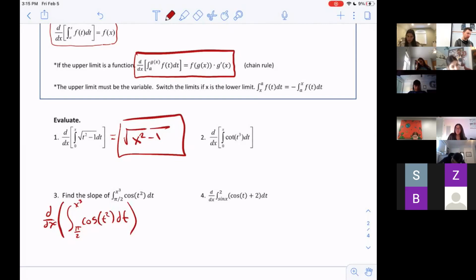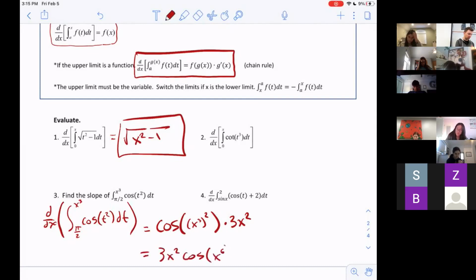But because it's x cubed, I then have to do chain rule. So it's going to be cosine of t squared with x cubed plugged in, so x cubed squared, times the derivative of that x cubed, 3x squared. That's the derivative of the thing we plugged in. And so I would probably rewrite this as 3x squared cosine of x to the 6.